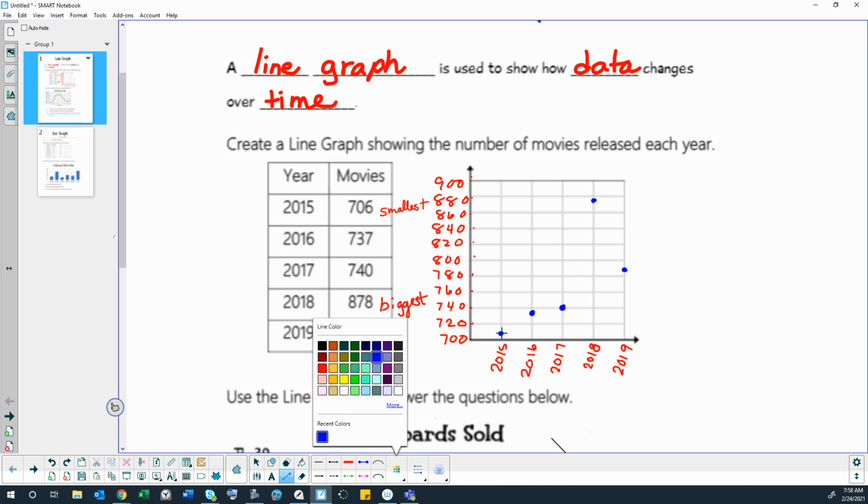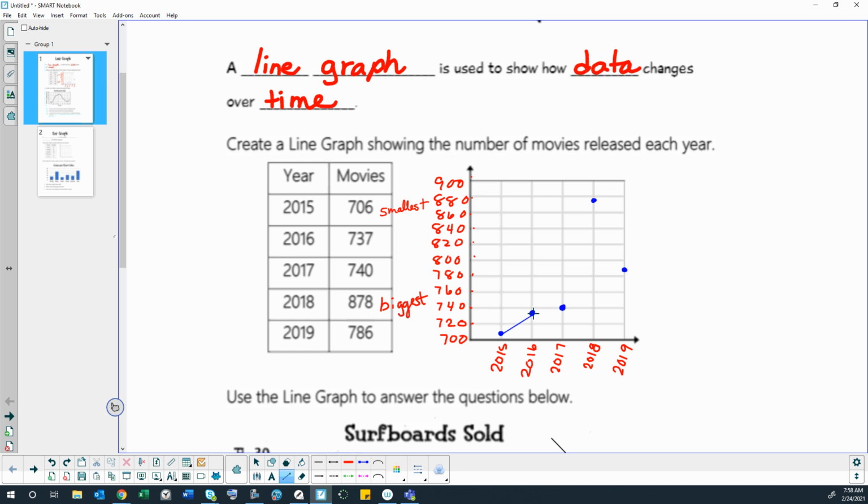Okay, so now to complete our line graph, we would then connect our dots with lines. If you would like a ruler to make this nice, I do have some rulers you can use.